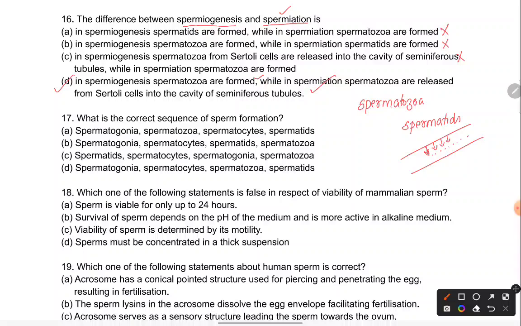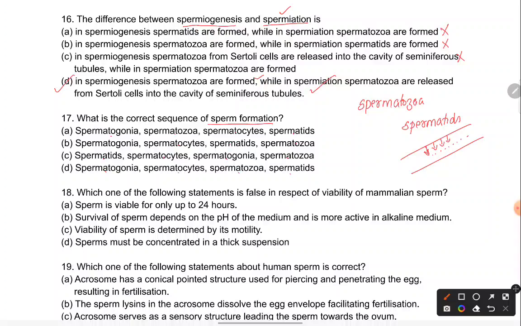Okay. Then question number 17. What is the correct sequence of sperm formation? A. Spermatogonia, spermatozoa, spermatocytes, spermatids. B. Spermatogonia, spermatocytes, spermatids, spermatozoa. C. Spermatids, spermatocytes, spermatogonia, spermatozoa. D. Spermatogonia, spermatocytes, spermatozoa, spermatids.